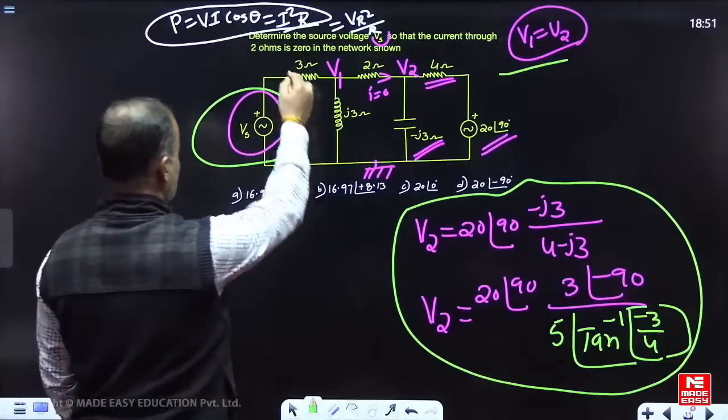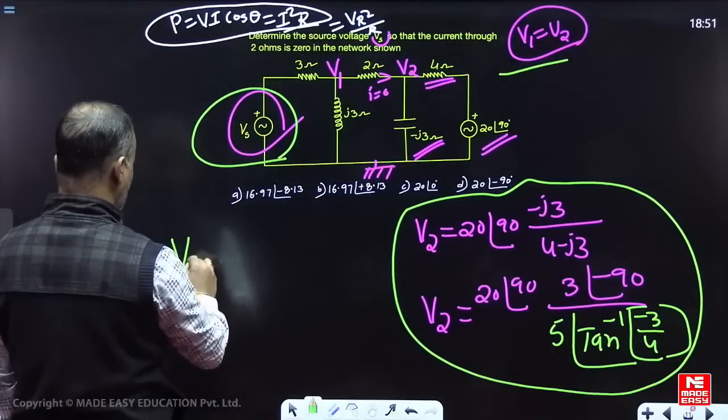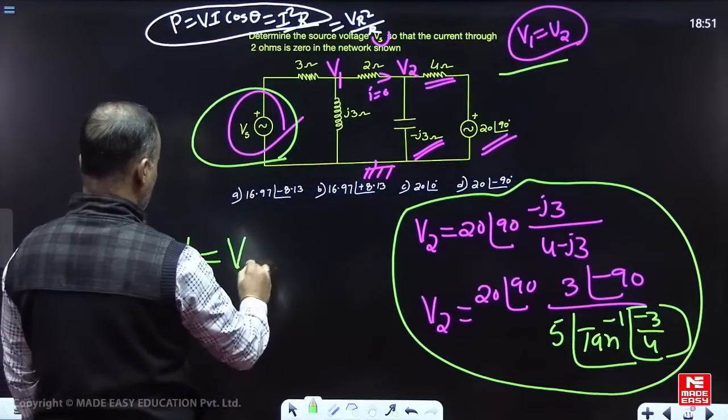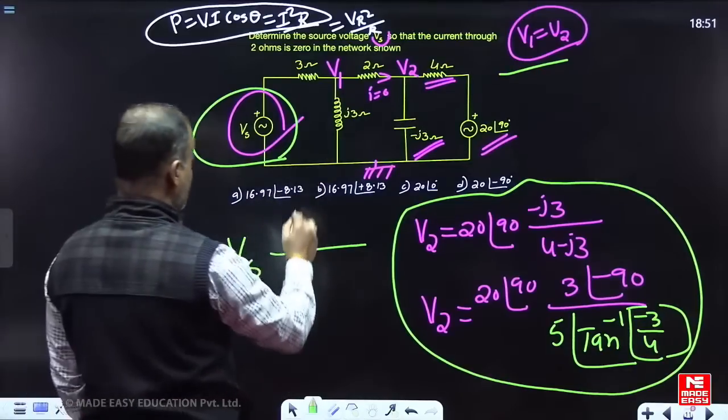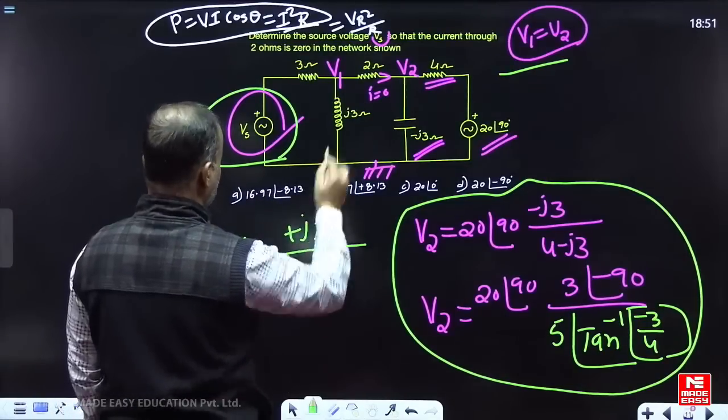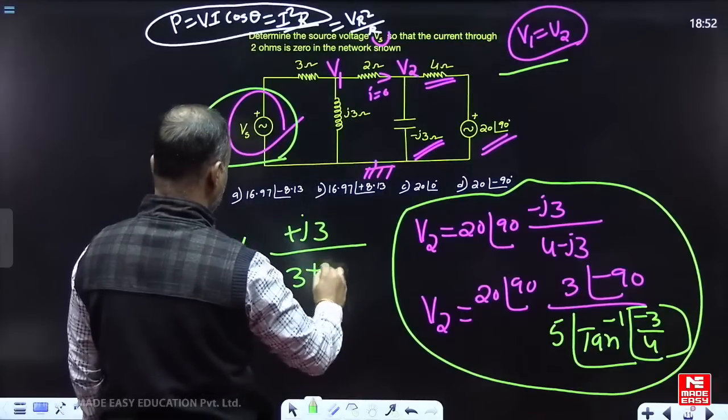Can you apply the voltage division technique? V1 equals total voltage into similar impedance. What is the similar impedance of this one? The plus J3 by total impedance.